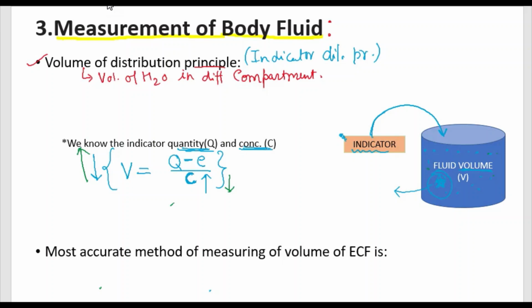As we move further, for the most accurate method of measuring the volume of ECF, or extracellular fluid, the best substance is inulin. Inulin is a fructopolysaccharide having a molecular weight of 5200. 5200 is the molecular weight of inulin. We can use inulin for the measurement of ECF, and this question came in, I think, PGI.